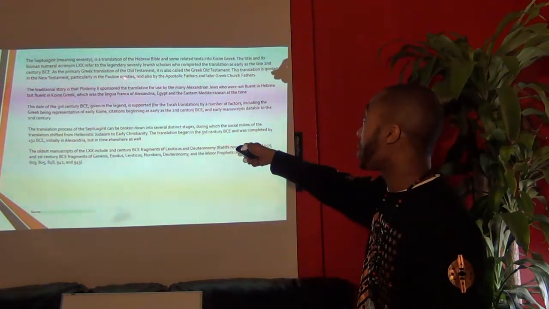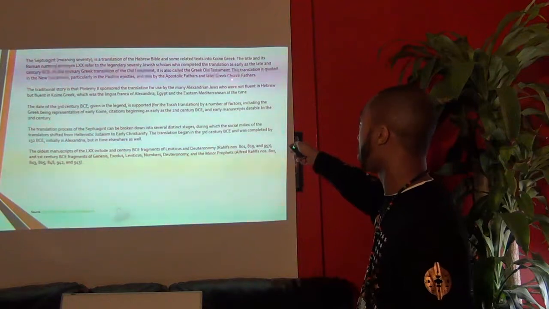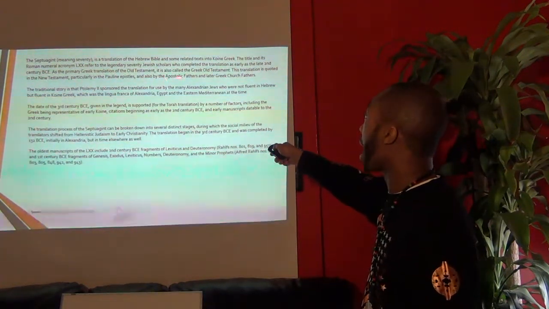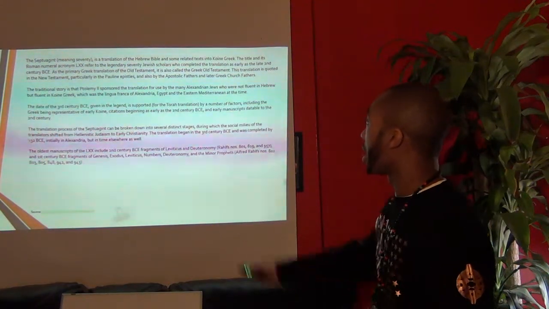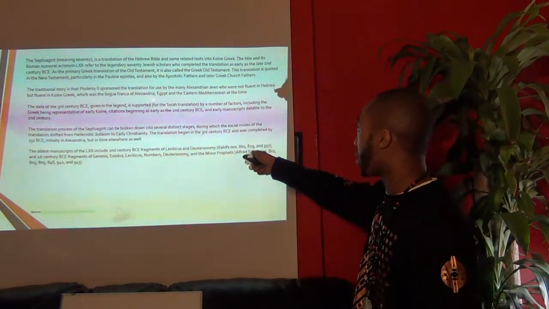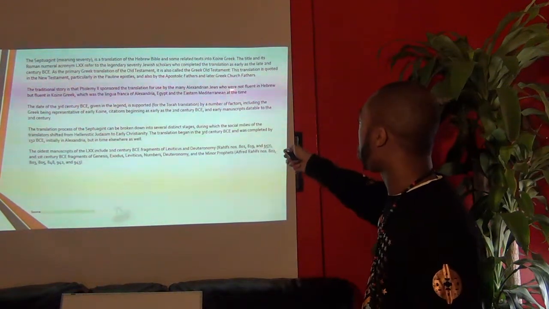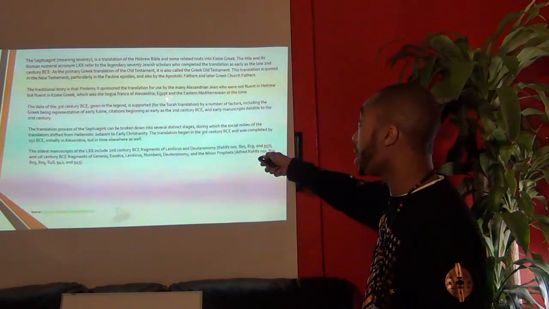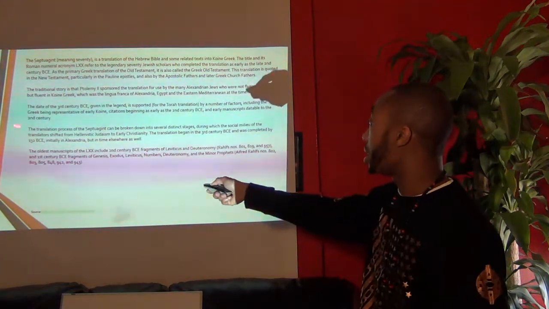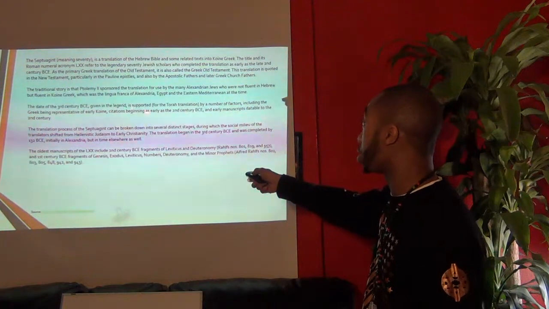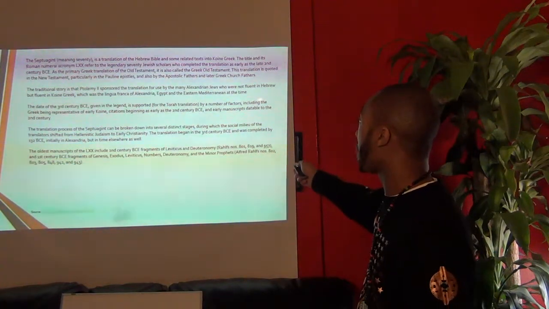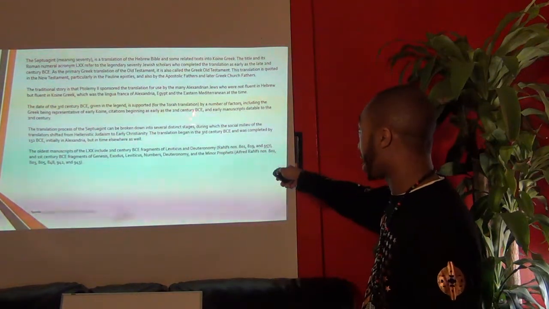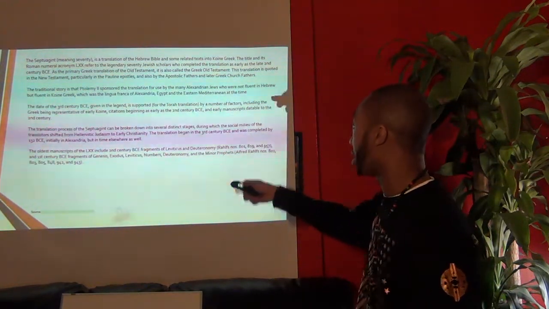As the primary Greek translation of the Old Testament, it is called the Greek Old Testament. This translation is quoted in the New Testament, particularly in the Pauline epistles, and also by the Apostolic Fathers and later Greek Church Fathers. All right, the traditional story is that Ptolemy II sponsored the translation for use by many Alexandrian Jews who were not fluent in Hebrew but fluent in Koine Greek, which was the lingua franca of Alexandria, Egypt, and the East Mediterranean at that time. The date of the 3rd century BCE given in the legend is supported for the Torah translation by a number of factors, including the Greek being representative of early Koine, citations beginning as early as the 2nd century BCE, and early manuscripts datable to the 2nd century.